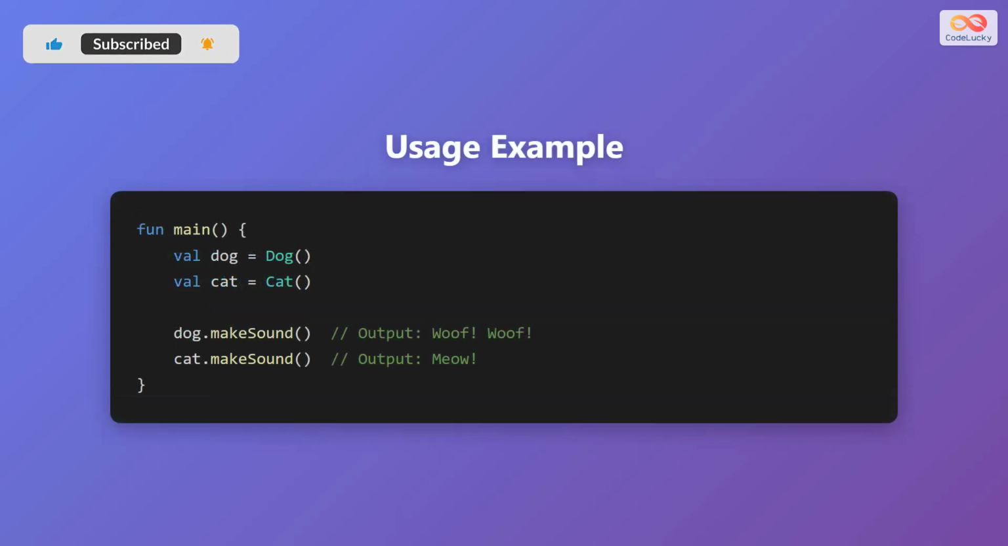Let's see how this works in practice. In the main function, we create instances of dog and cat. When we call the makeSound method on the dog object, it prints woof woof. When we call the same method on the cat object, it prints meow. Each object uses its own overridden version of the method, not the parent class version.